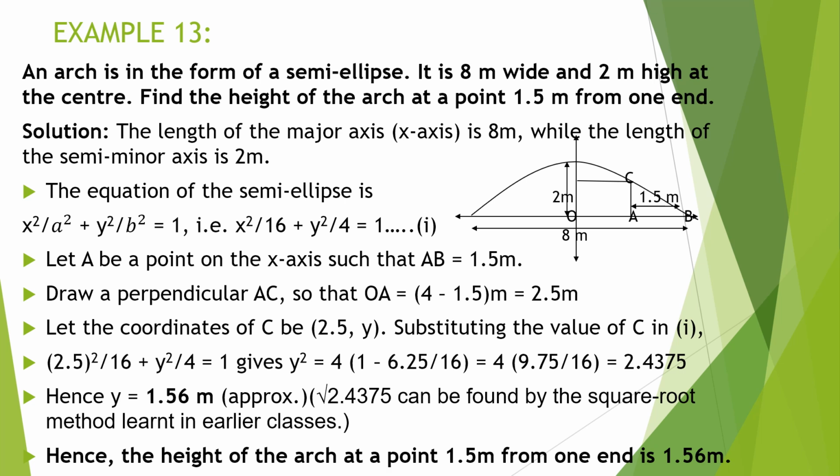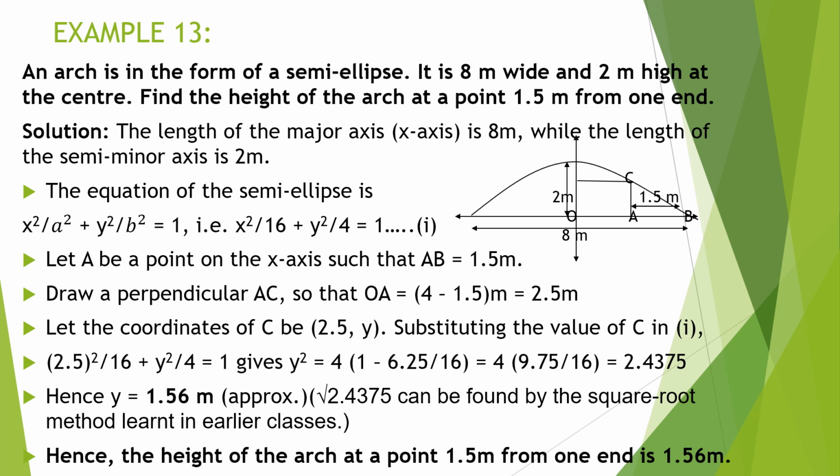Next important example: an arch is in the form of a semi-ellipse, not the full ellipse, half of it. It is 8 meter wide and 2 meter high at the center. Find the height of the arch at a point 1.5 meter from one of the ends. The length of the major axis, which is along the x-axis, is 8 meter. The length of the semi-minor axis is 2 meter. This is also given to us. From the diagram it is clear that the major axis is 8 meter and the semi-minor axis, half of it, is 2 meter.